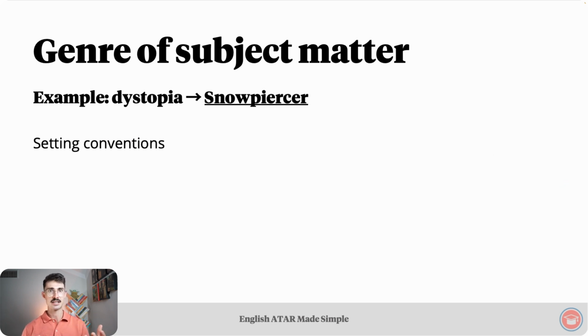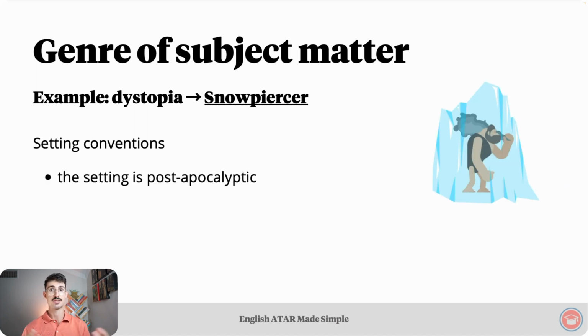What is the setting of a dystopian text typically like? The setting is post-apocalyptic. In Snowpiercer, the year is 2031, almost 2 decades after an attempt to stop climate change via a stratospheric aerosol injection, definitely have to look that one up, which catastrophically backfires and creates an ice age.